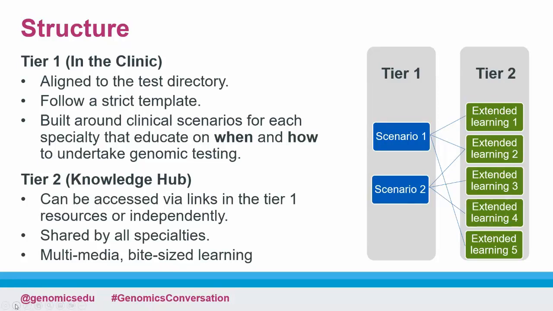You'll see on the infographic here that there's lines leading from Tier 1 in the clinic resources into the Tier 2 Knowledge Hub resources. That's because peppered through these Tier 1 resources are hyperlinks that you can click on, which will take you through to the Knowledge Hub for more information. But those Tier 2 resources, as well as being accessed through the in the clinic resources, can also act as standalone educational resources and can be assembled to make bespoke learning pathways as required. They're multimedia, so you'll find articles in there, but you'll also find expert interviews, patient interviews, infographics, animations, and we hope that they are engaging, bite-sized pieces of learning.